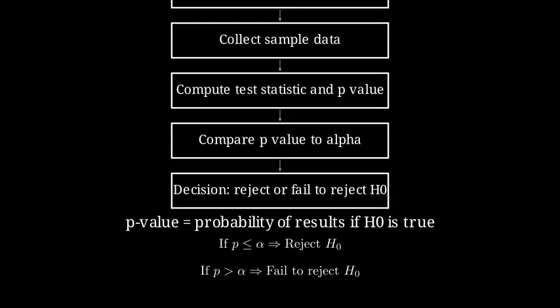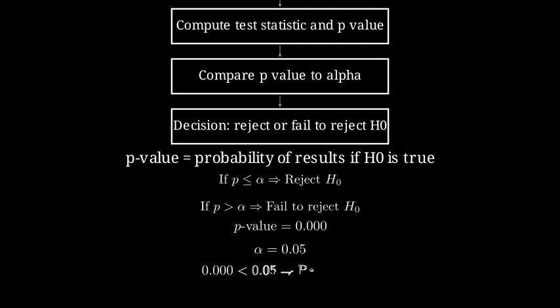Now, let's apply this to problem 41. The p-value was essentially 0, and alpha was 0.05. Since the p-value is smaller than alpha, we reject H0. That tells us there is a significant linear correlation, so the regression line is safe to use for prediction.